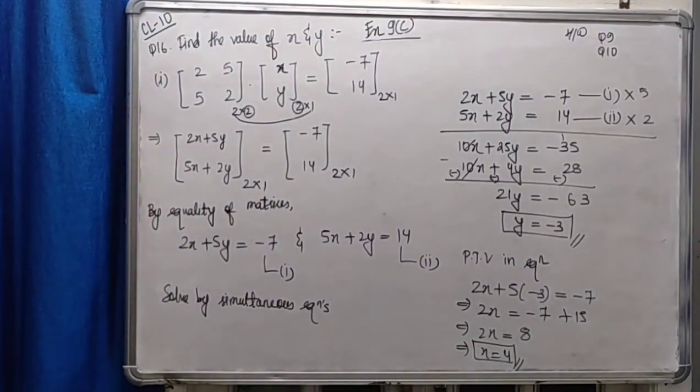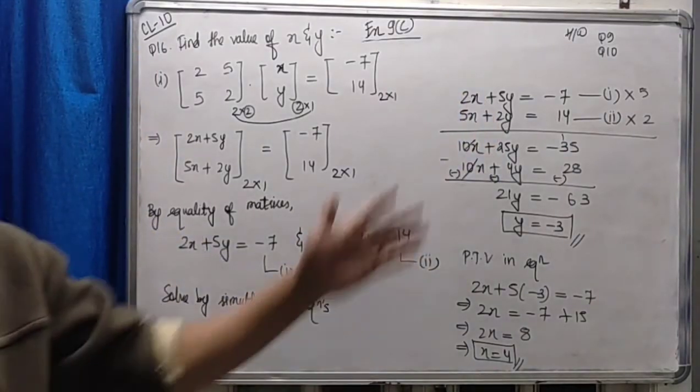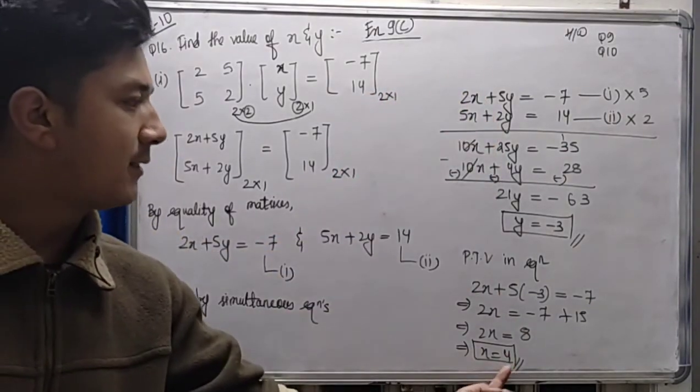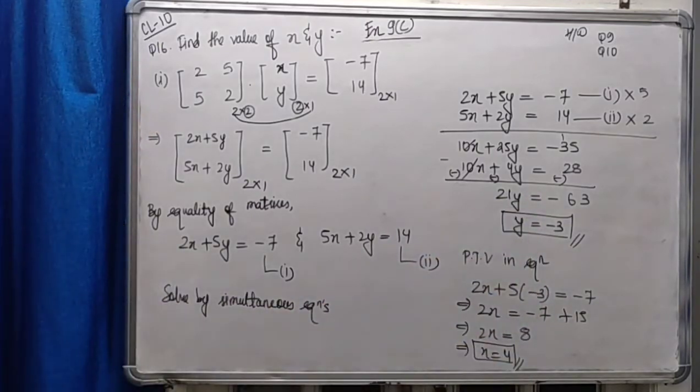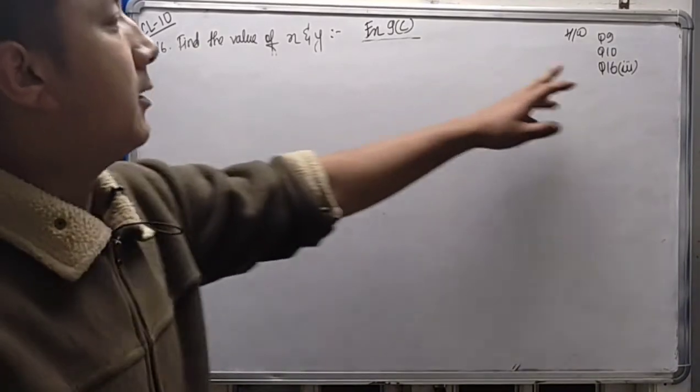Okay. So I hope everyone is clear from here, because simultaneous linear equations we have already done in class 9. So the values of x and y are 4 and minus 3. And this is your matrix multiplication and equality of matrices. Okay. So please pause the video and note down properly. Alright. Please try question number 16 part 3 in the similar way.